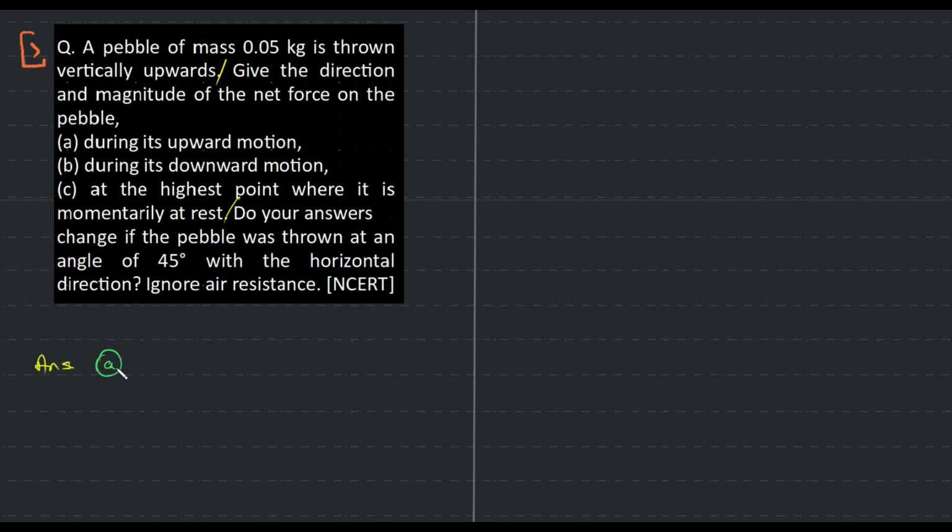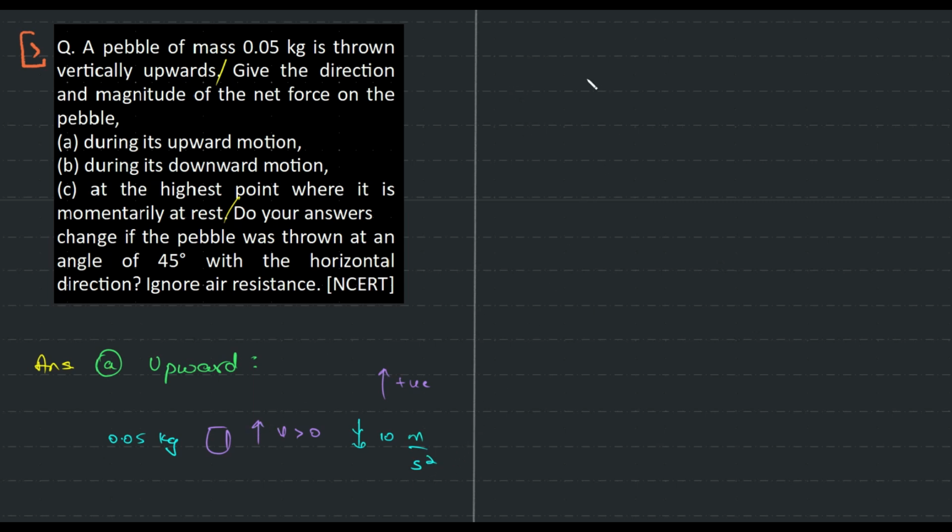And it's time for us to draw. So we have upward. When the object is going up, it has a velocity which is more than 0, considering up as positive. Now, give the direction and the magnitude of net force. So we need to consider 0.05 kg, and we have acceleration due to gravity 10 meter per second square.